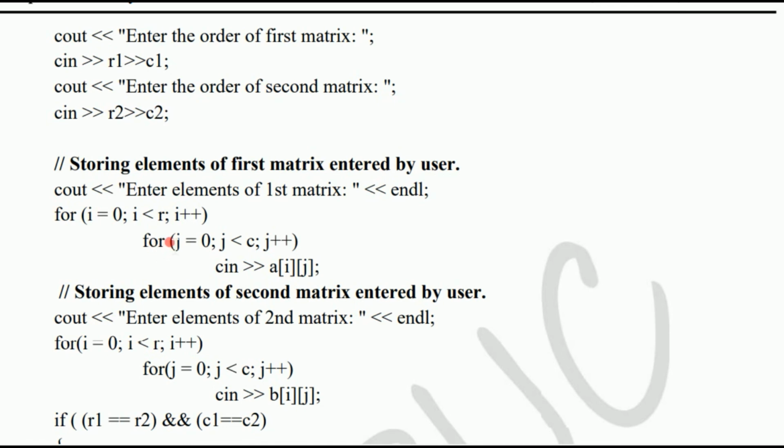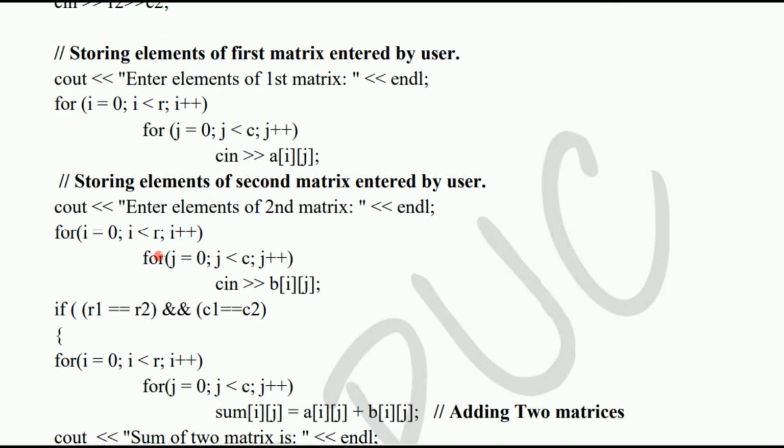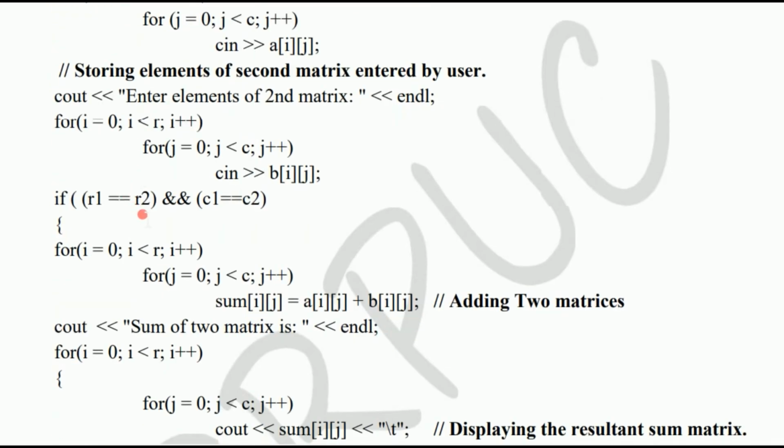Then we can store the elements. I is equal to 0, I less than R1, I plus plus. J is equal to 0, J less than C1, J plus plus. Cin A of ij. Here it is not R, it is R1, and here it is C1. In the same way, we can take the second matrix. I is equal to 0, I less than R2, I plus plus. J is equal to 0, J less than C2, J plus plus. So we took the second matrix values. Now all the elements of the matrices are in memory.